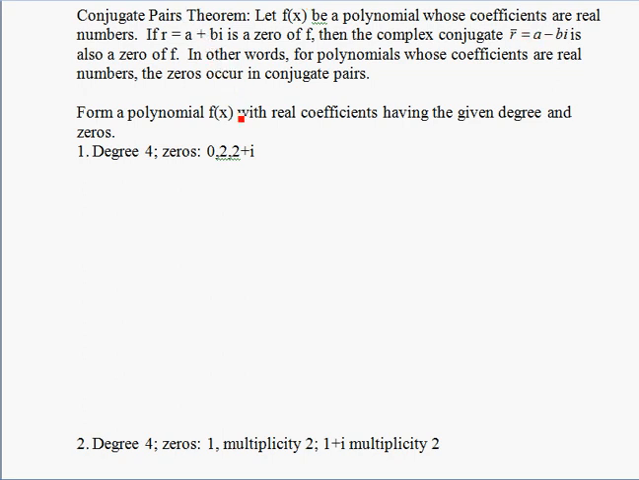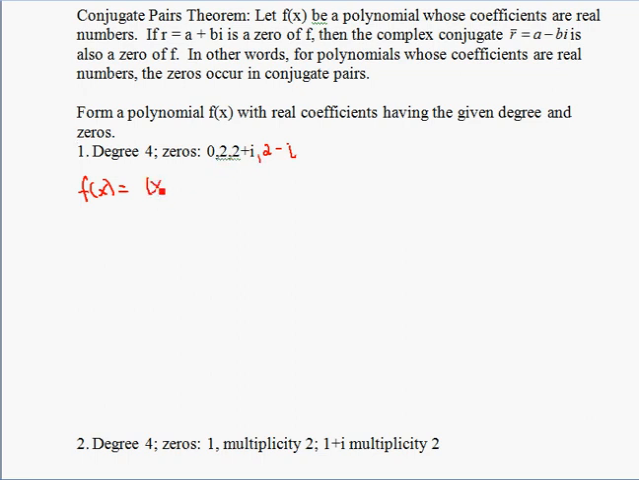So given that information, we're going to create a function with degree 4, so there has to be 4 zeros. And in this case, we only have 3 showing: 0, 2, and 2 plus i. But according to the conjugate pairs theorem, the conjugate is also a root, which is 2 minus i. So now we have 4 roots. So just like any polynomial, given the roots, we can form the polynomial.